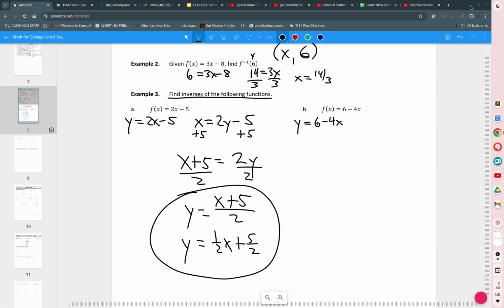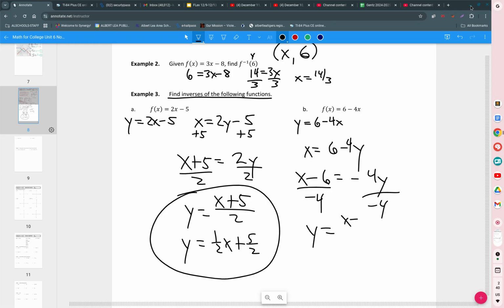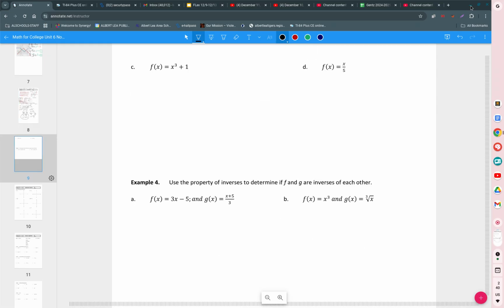I switch the x and the y, and I get x is equal to 6 minus 4y. You subtract the 6, I have x minus 6 is equal to negative 4y, divide by negative 4, and so you get y is equal to x minus 6 over negative 4. Did anybody write it differently than that? Are we all okay with writing it like that? Okay, sweet. We'll finish off these and you guys can work on your assignment.